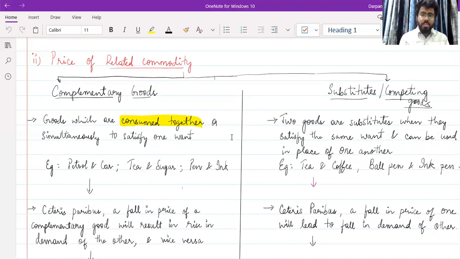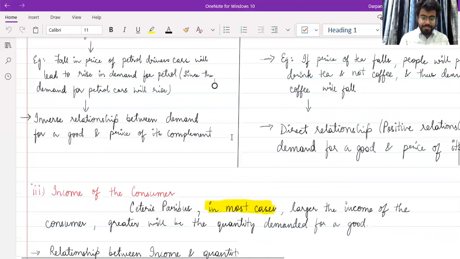Now let's see in substitute what is happening. In substitutes, if the price of the substitute commodity is falling, my quantity demanded will also fall. Why? Because my consumers will go and demand the substitute good, since the price of substitute good is falling, right? So I lose some customers to the substitute. So obviously, if the price of the substitute is falling, then my quantity demanded will also fall. So there's a direct relationship in case of substitute goods, right?